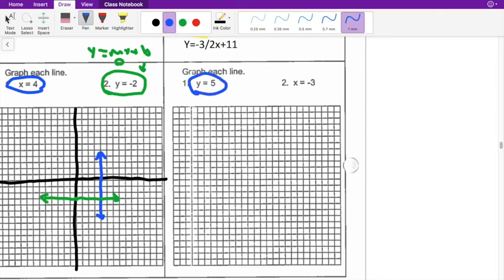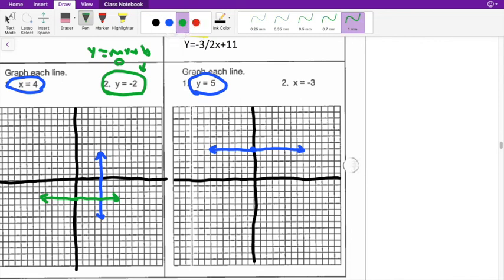Now here we go, y equals 5. Let's first mark off y equals 5: 1, 2, 3, 4, 5. Now wherever on this line, y is equal to 5. So the only way I can do that is if I have a horizontal line, like such.